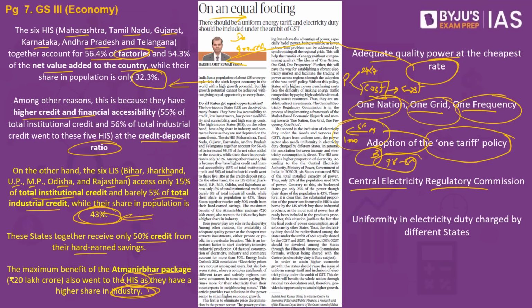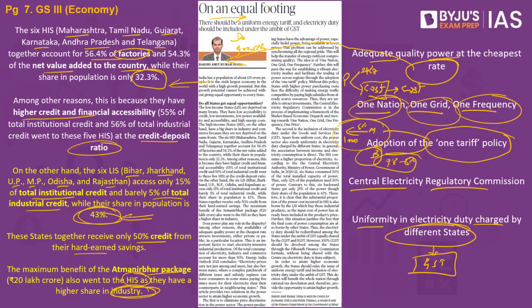If this comes into reality, then we would not have different tariffs and we would not have all these issues, and ultimately we might have these industries also moving their companies to these low income states, says the author. Further, we also require uniformity in electricity duty charged by different states. So what we should make sure is bring this electricity under the ambit of the GST, says the author.